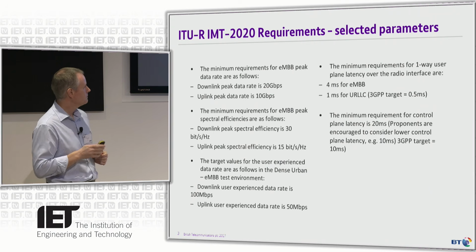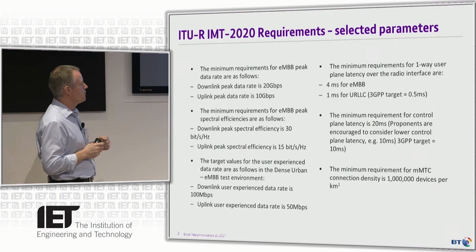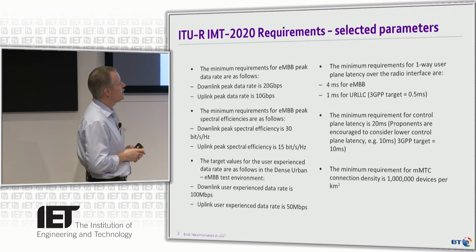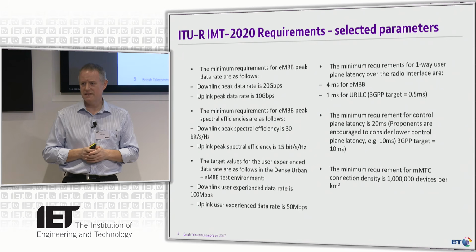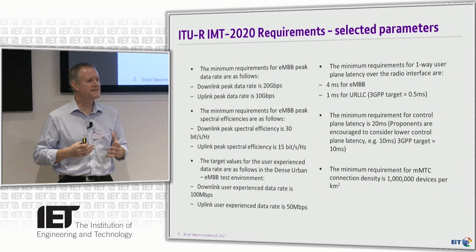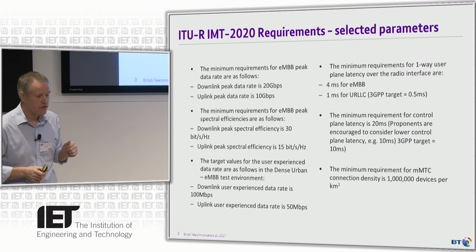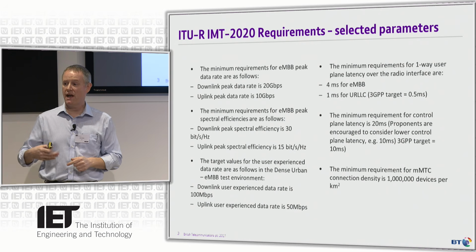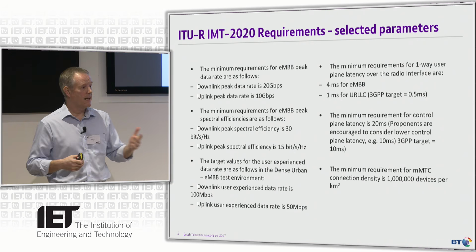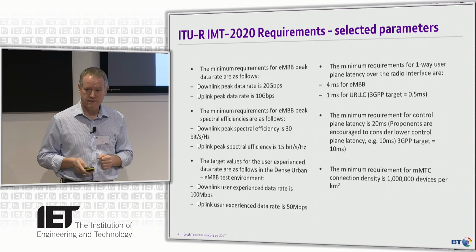And then as we move forward to massive machine type communication, 1 million devices per square kilometre. So massive density of devices in the network, and it'd be those kind of density drivers that move us from the NB-IoT type technologies we have today into the requirements for 5G mMTC.